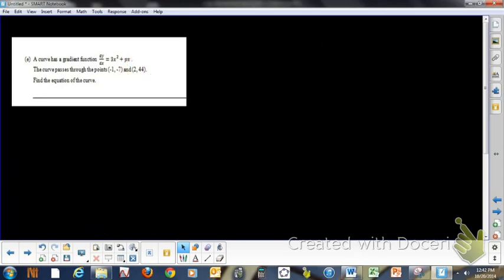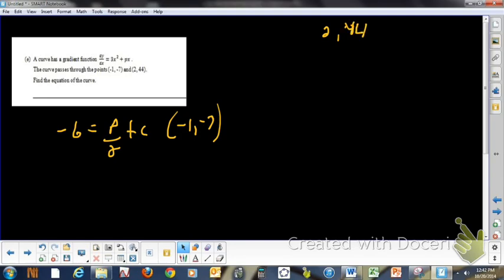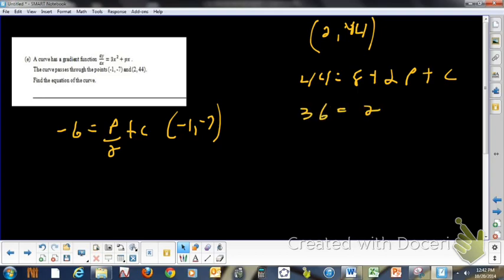So we have this: -6 is equal to p over 2 plus c. That's from putting in -1 and -7. And now we're going to need to put in the 2 and the 44. We'll plug that into the equation, and we'll end up getting 44 is equal to 8 plus 2p plus c, and then we go about solving that. We get 36 is equal to 2p plus c, and there we go. We've got another expression.